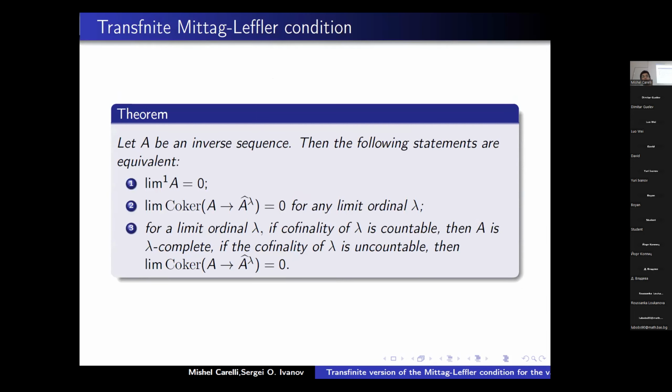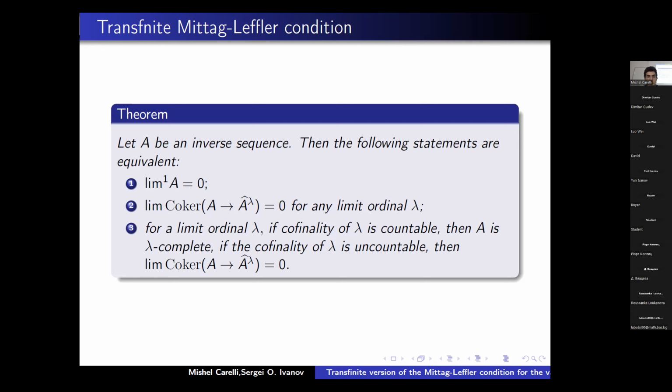Okay, and now we look at the main result of the paper, the Transfinite Mittag-Leffler condition. It states that for a linear sequence, we have three equivalent statements. First, the derived limit of A is 0. The second one is that if we take the kernel of the map from A to the lambda completion of A, for any limit ordinal lambda, and we take the limit of such a sequence, then this limit will be 0. And the third one is like the second one but stronger.